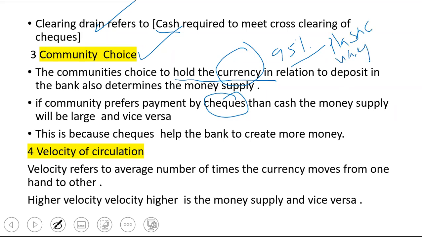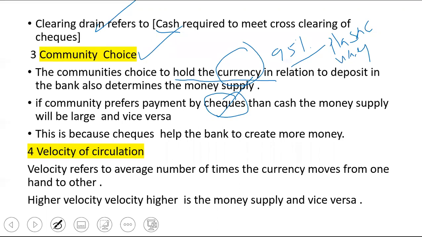Okay, they prefer plastic money. What is plastic money? It is credit card bills. It's a credit card. So the American lifestyle is different, ours is different. If the community prefers the mode of payment by checks rather than cash, then the money supply will be larger and vice versa. If the people prefer to use check rather than cash, then simple money supply will be more.